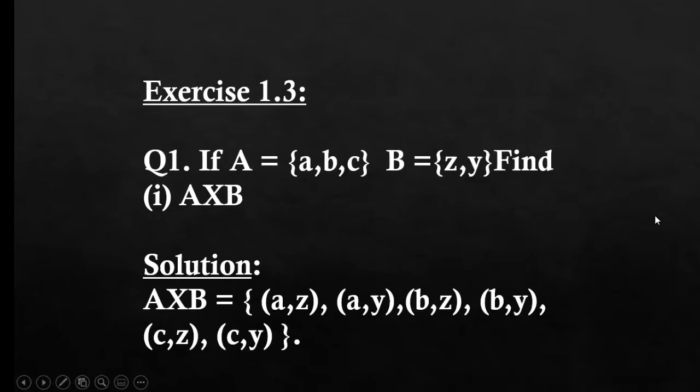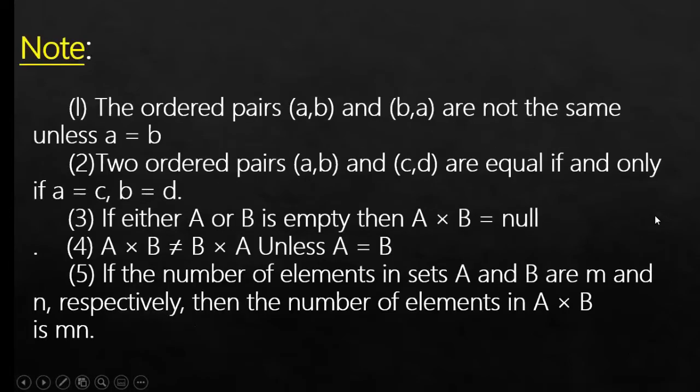There are some points to be noted while making ordered pairs. Number 1: the ordered pairs (a, b) and (b, a) are not the same unless a is equal to b. What does it mean? It means that when we have an ordered pair in which the first element is a and the second is b, the first component belongs to the set A and the second component belongs to the set B. In the same manner, in (b, a), b belongs to the set A but a belongs to the set B. So it means that (a, b) and (b, a) would not be equal.